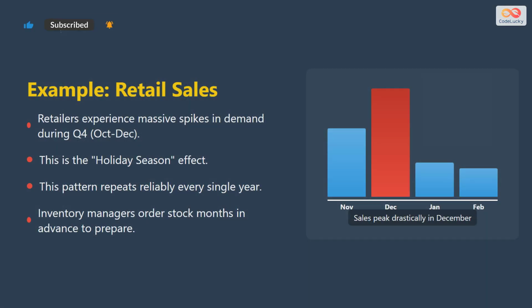Let's look at a classic example: retail sales. Almost every year, there is a massive spike in sales during the fourth quarter due to the holiday season. Store owners know this is coming, so they stock up on inventory in November to prepare for the December rush.